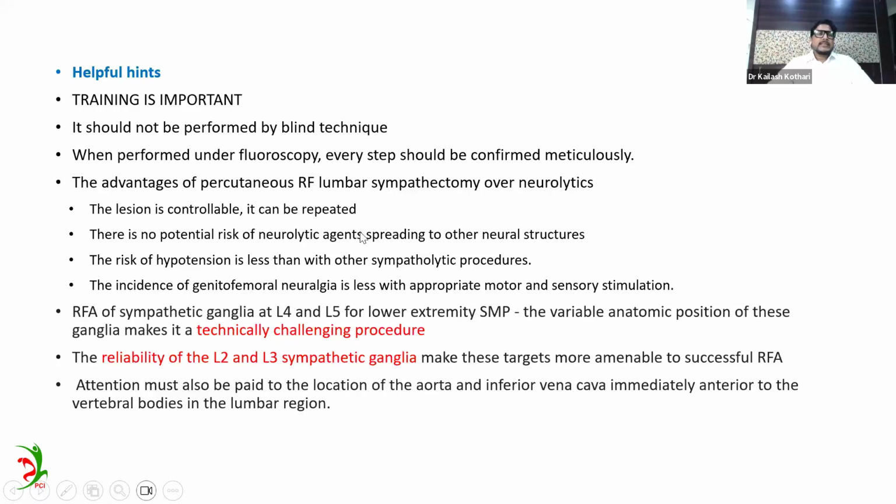So the last slide, some helpful hints. Get proper training, should not be performed by a blind technique. Now nobody does it. When performed under fluoroscopy, every step should be confirmed meticulously. Advantage of percutaneous RF lumbar sympathectomy over neurolytic are many. One is lesion is controllable.